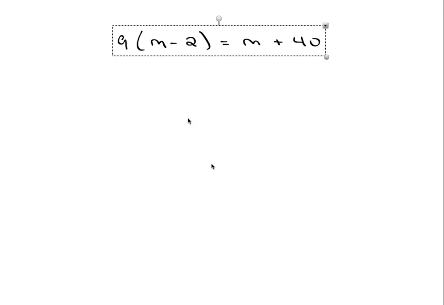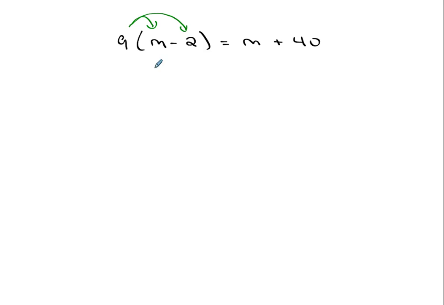All right, so now we got some single distribution in here. 9 times the quantity of m minus 2 equals m plus 40. I want to simplify this. I need to get that m out of this quantity, and I can do that if I distribute the 9 to both terms. 9 times m, 9m, 9 times negative 2, negative 18, equals m plus 40.